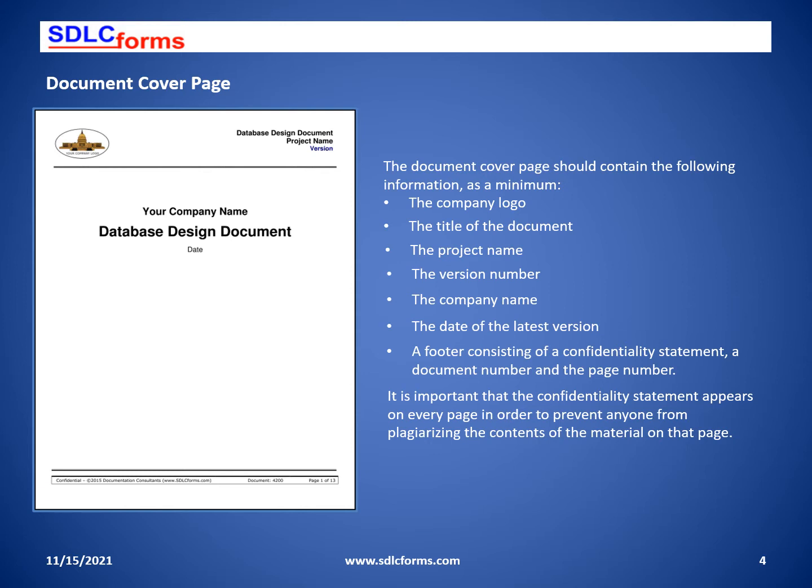What are the elements that should appear on this page for ease of personnel to recognize what's in this document? What is the document title, the project name and version? Will it contain a confidentiality agreement to protect the company? And does it include the document number and sequential page numbering?